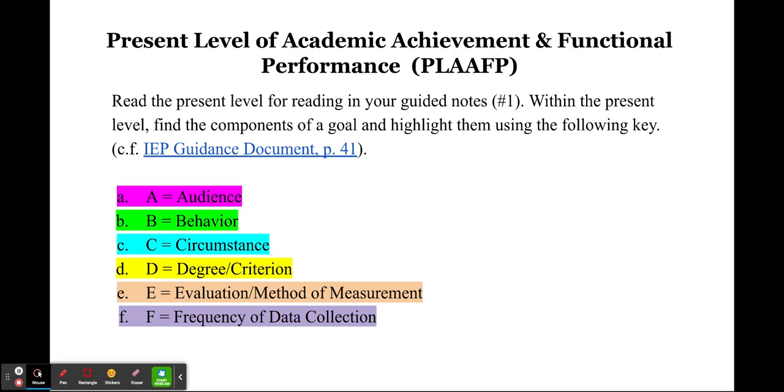So, when we're thinking about the goals that we're going to write for the IEP, the place where we need to start is in the present levels of performance. In your guided notes, you will see a present level of performance for our student Charlie. Take some time and highlight within the present level the audience, behavior, circumstances, degree or criterion, evaluation or method of measurement, and the frequency of data collection.